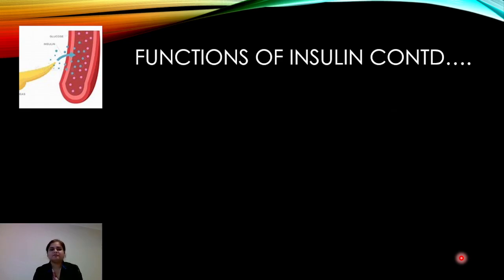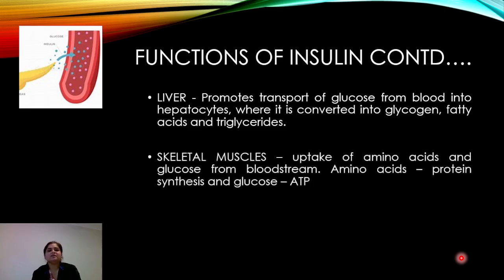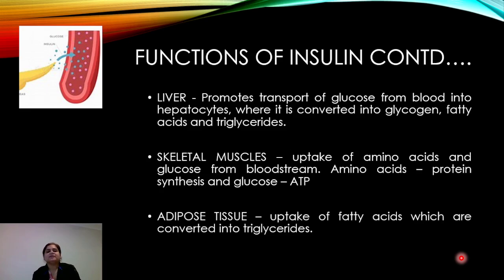There are some other functions of insulin. In the liver, insulin promotes the transport of glucose from blood into the hepatocytes. Hepatocytes are the cells of the liver where glucose is converted into glycogen, fatty acids and triglycerides. In skeletal muscles, insulin helps in the uptake of amino acids and glucose from the bloodstream. Those amino acids are converted into proteins, and glucose helps generate ATP, which is energy, in the skeletal muscles. And in adipose tissue, it helps with the uptake of fatty acids, which are converted into triglycerides.